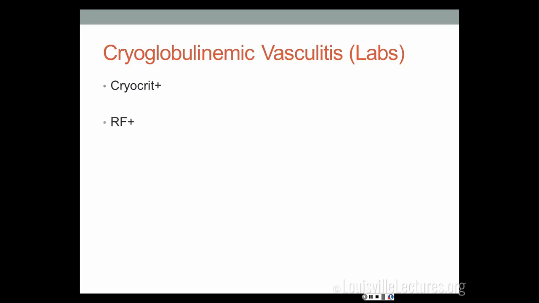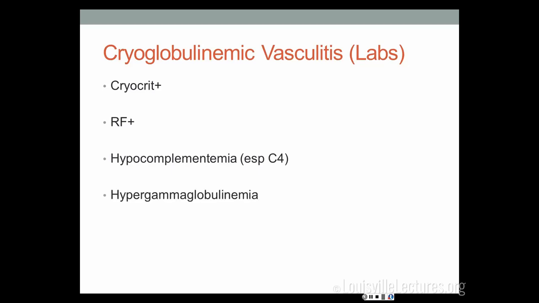Some other tests that can be helpful, these patients should all be rheumatoid factor positive because these are antibodies to other antibodies. They all have rheumatoid factor activity. So most will be rheumatoid factor positive. They probably will have low complement levels, particularly C4. C4 will be reduced out of proportion to C3. And then you'll see generalized hypergammaglobulinemia on your CMP.